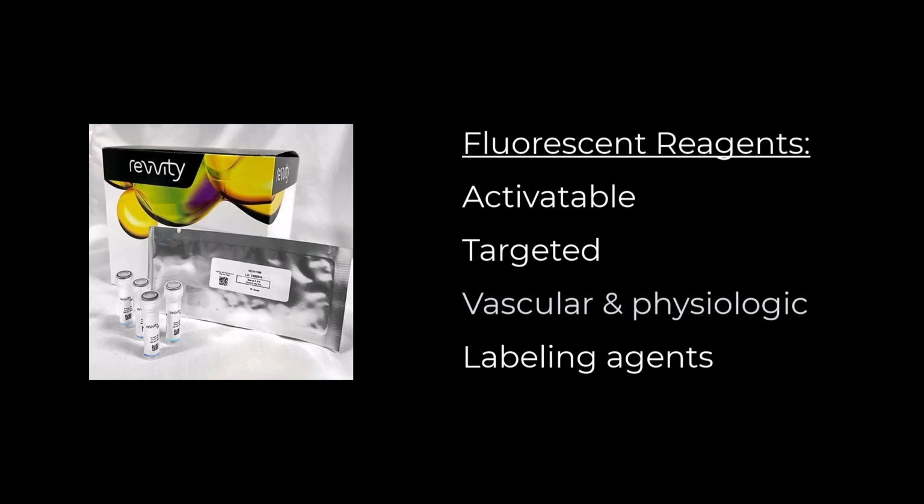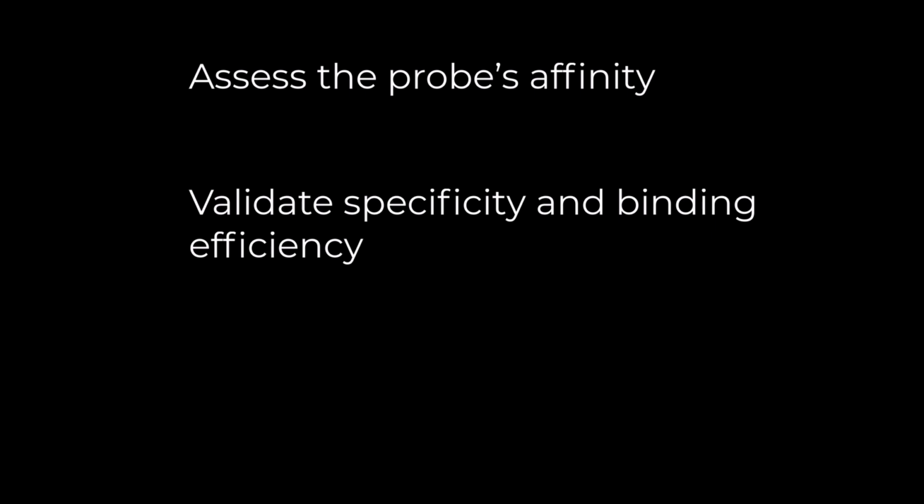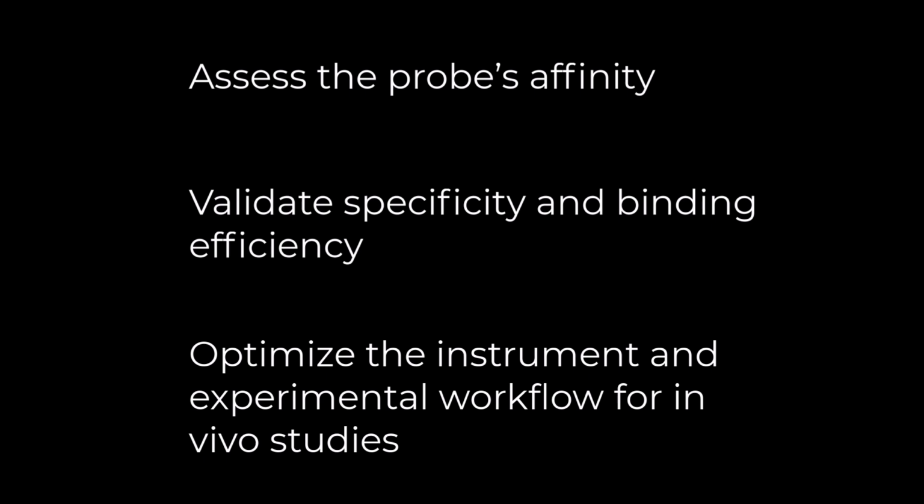Typically, we recommend that users test fluorescent probes in an in vitro setting with cells prior to transition to in vivo studies. Doing so will help you assess the probe's affinity for the target cells, validate specificity and binding efficiency by comparison to a negative control cell line, and optimize the instrument and experimental workflow for in vivo studies. Here's an example of how to perform in vitro fluorescence analysis.